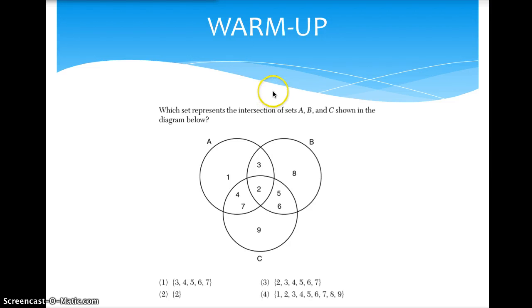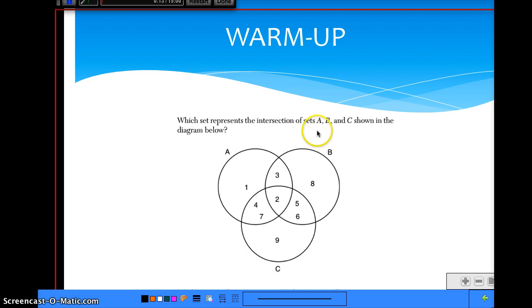Okay, guys, go ahead and try the warm-up. Make sure you put me on pause, and then go ahead and have me tell you what the answer comes out to. It says, which represents the intersection of sets A, B, and C shown in the diagram? I think it just cut off at the bottom, but we can do this without that.